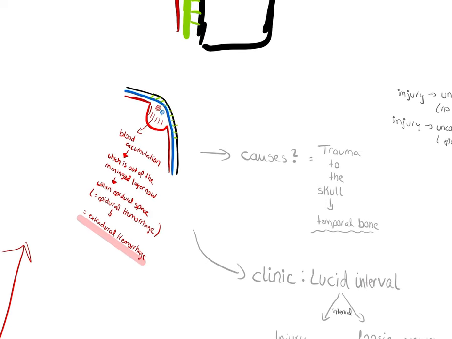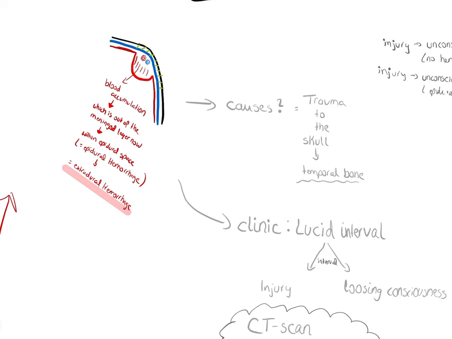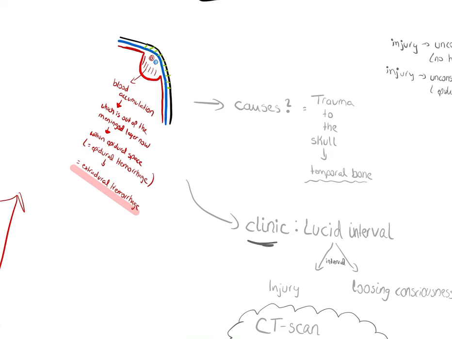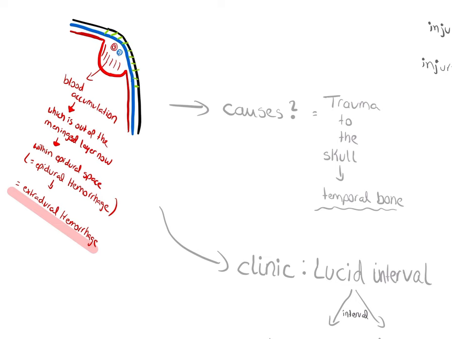So, of course, for the doctors here who want to know more about the clinical features, I will explain it right now. The cause of this blood accumulation, or epidural hemorrhage, is a trauma to the skull. The area can be the temporal bone, because the temporal bone area is, I can say, very weak for a fracture.